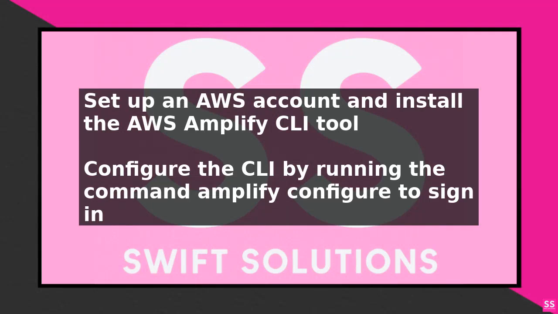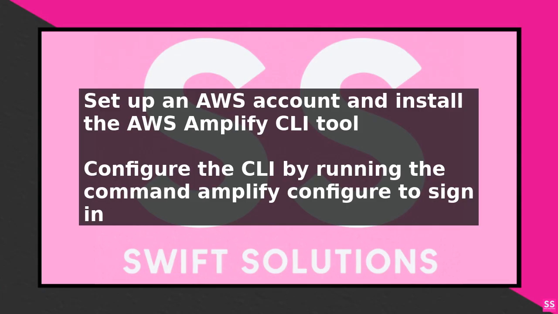To integrate AWS Amplify with S3, start by setting up an AWS account and installing the AWS Amplify CLI. The AWS Amplify CLI is a tool that helps you to create and manage AWS Amplify projects. Once installed, configure the CLI by running the command amplify configure.